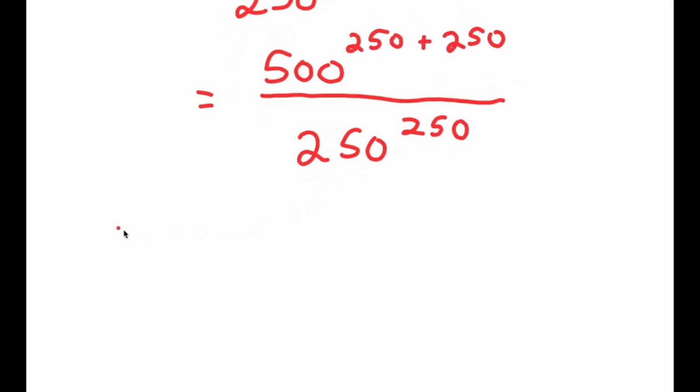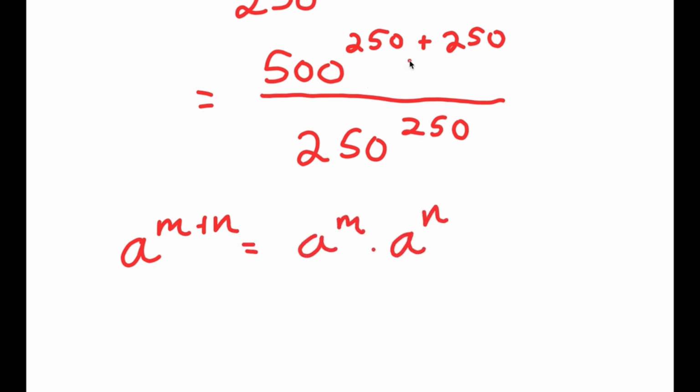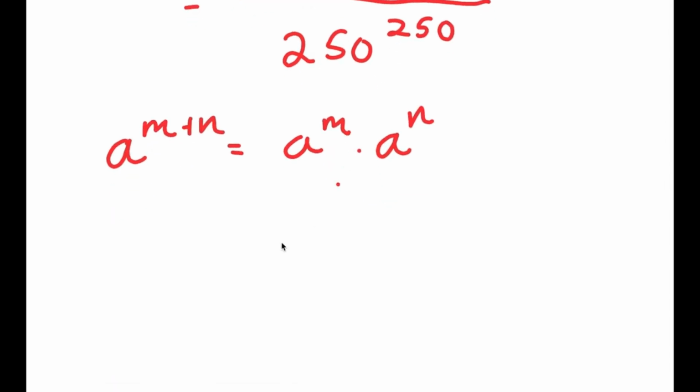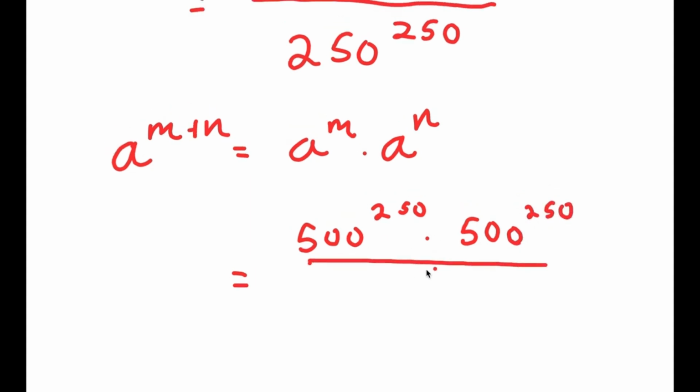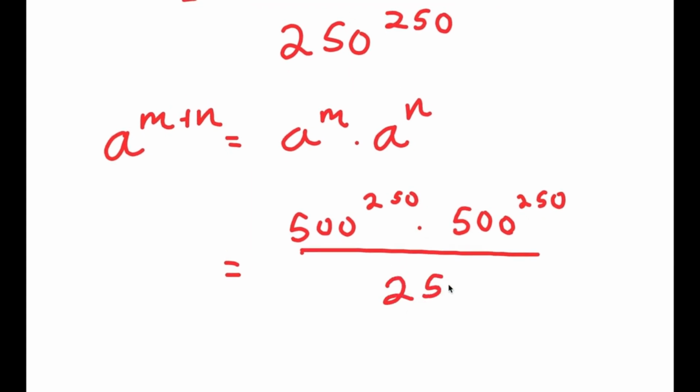Now, if I have something in the form a to the power of m plus n, this is equal to a to the power of m times a to the power of n. So 500 to the power of 250 plus 250 is going to equal 500 to the power of 250 times 500 to the power of 250. And I have all of this over 250 to the power of 250.